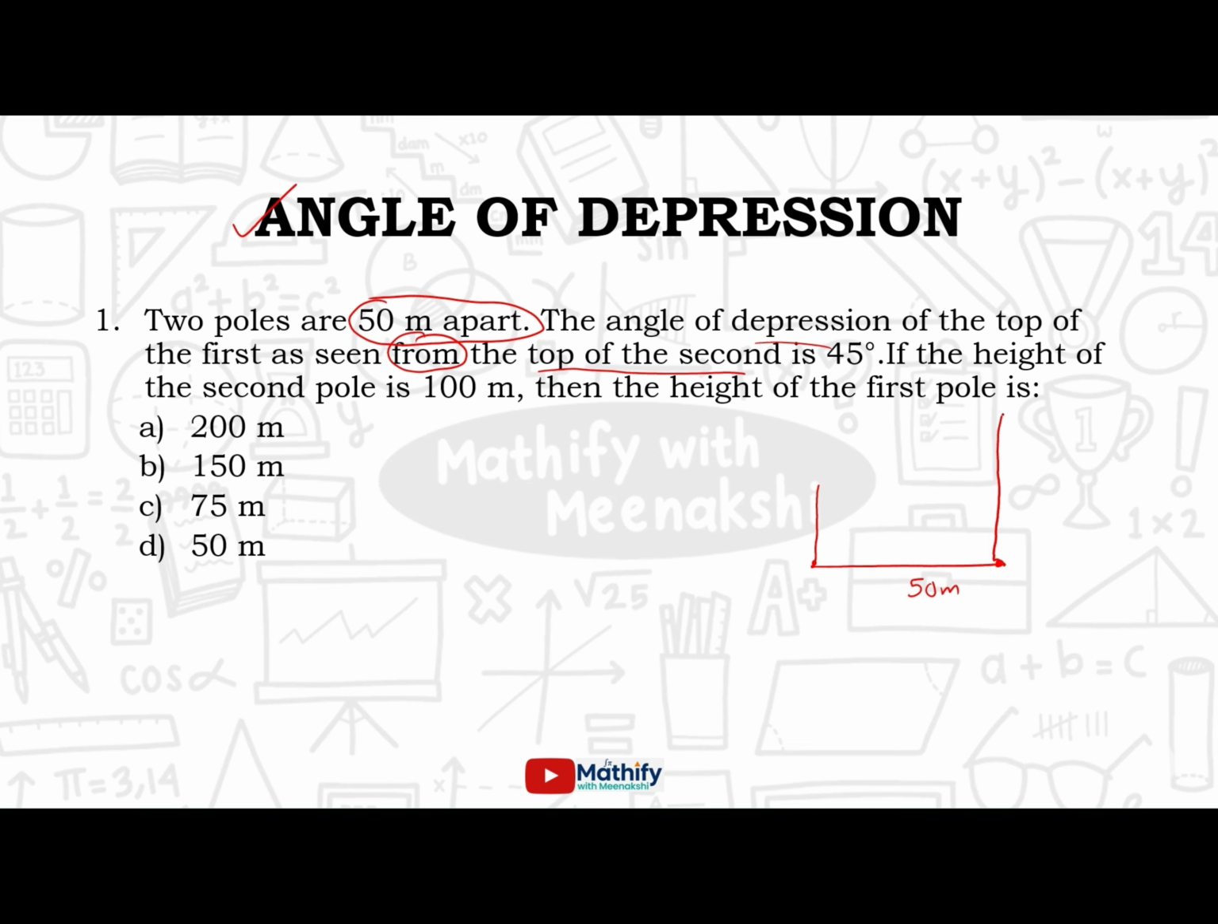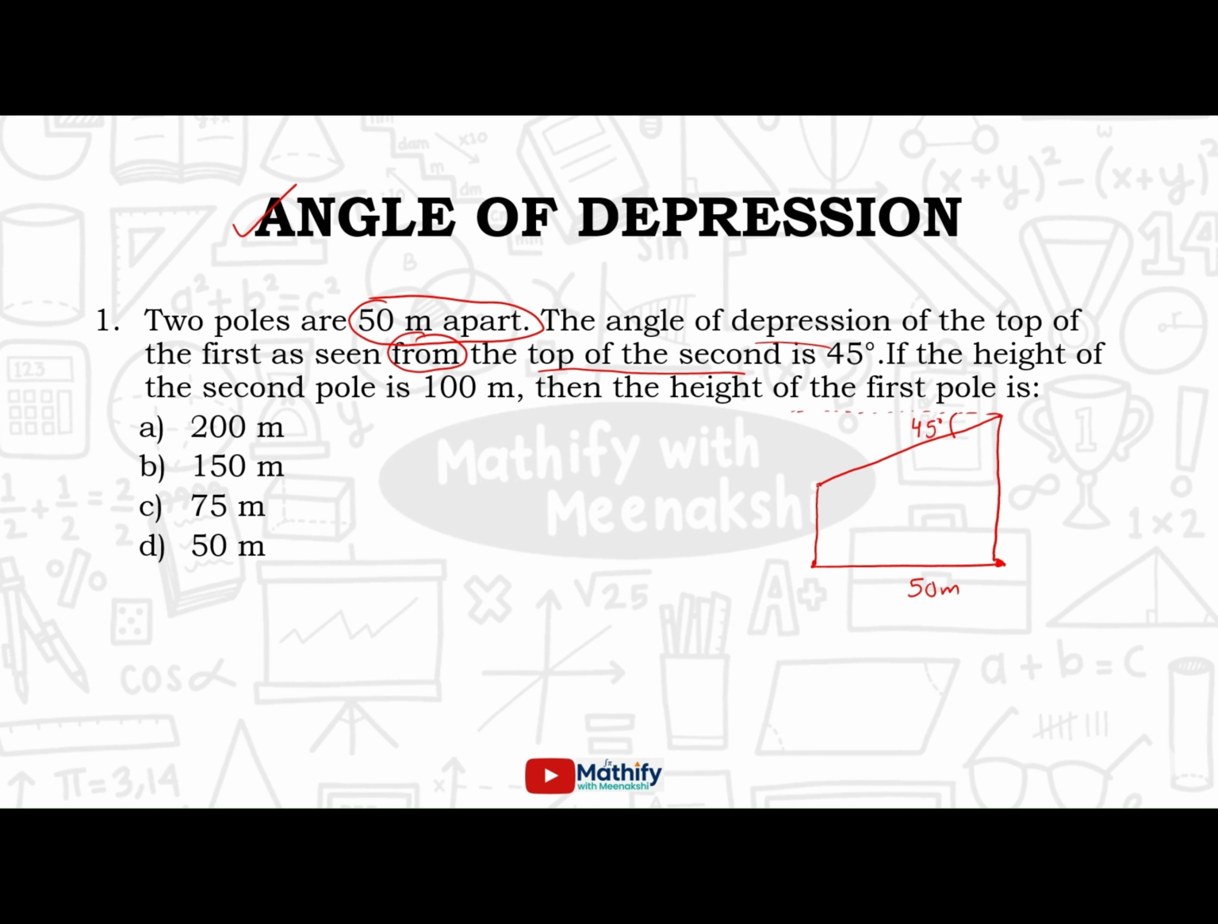Now it's given that we are seeing from here to the top of the first pole. Then what is the angle of depression? That's the angle between the line of sight and the horizontal line. We always draw a horizontal line as a dotted one. This angle is given to you as 45 degrees.